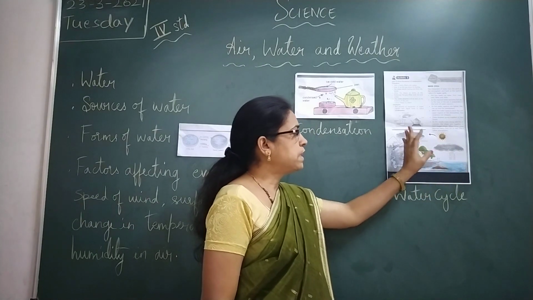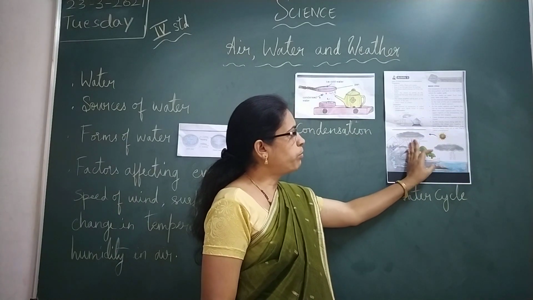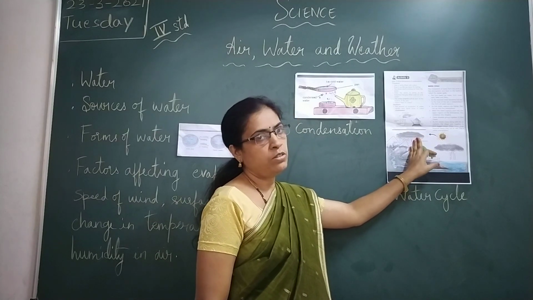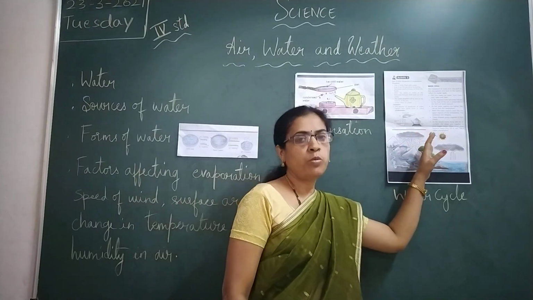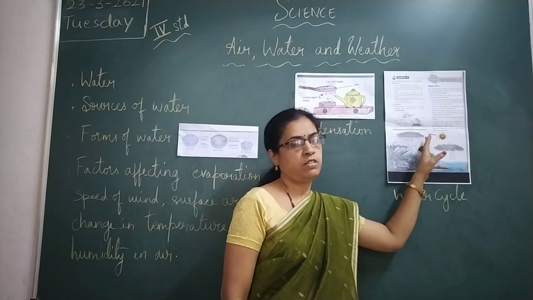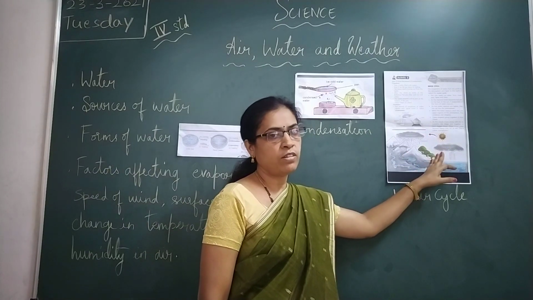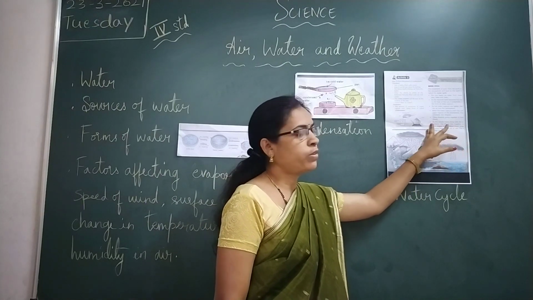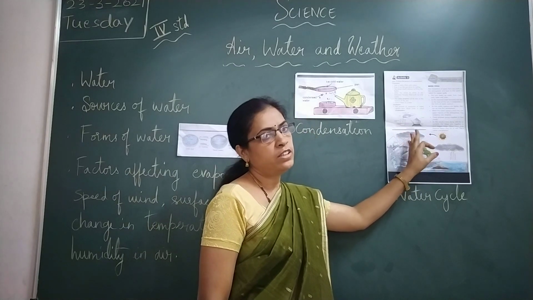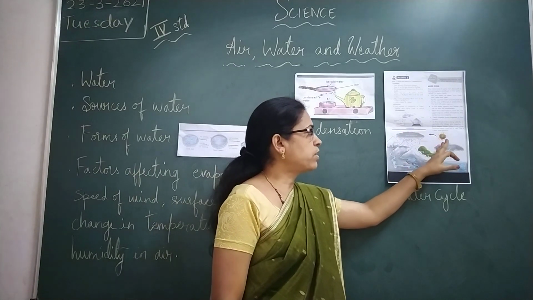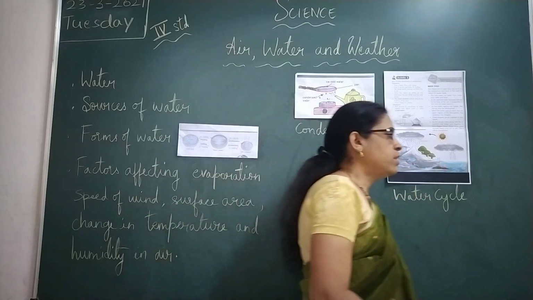When the water vapor reaches the cold upper regions of the atmosphere, it condenses into droplets. These droplets group together to form clouds. As the clouds move along with the air current, the drops join together to form bigger drops. And when these drops are heavy, they fall as rain. This is called precipitation.